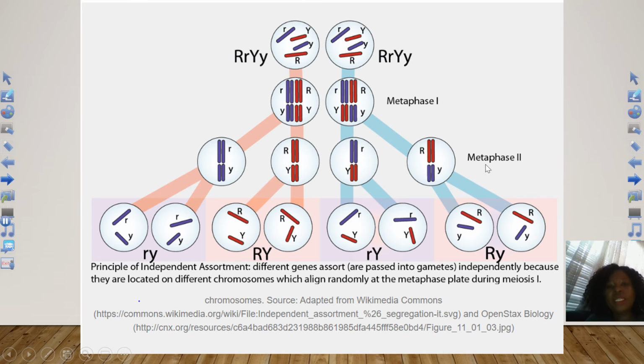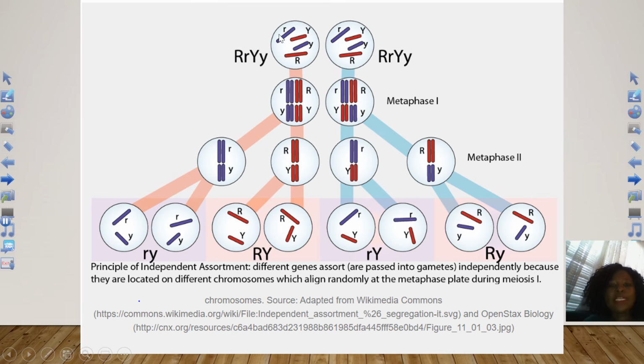Again, here I've used this picture just to show you this principle of independent assortment, where it says the different genes are passed into the gametes independently, because they are located on different chromosomes, which align randomly at the metaphase plate or at the equatorial plane during meiosis 1 or during metaphase 1.